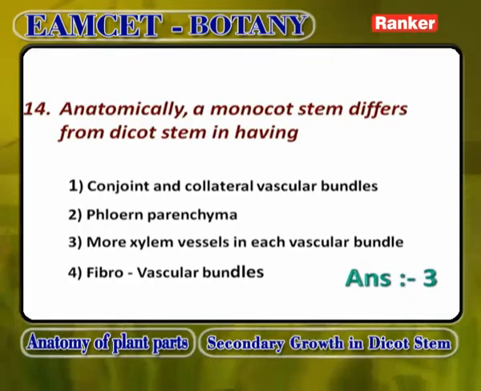Anatomically, a monocot stem differs from dicot stem in having... Conjoint collateral vascular bundle is a common feature in monocot stem and dicot stem. Phloem parenchyma is absent in monocot stem, present in dicot stem. More xylem vessels in each vascular bundle is the perfect answer for this question. Anatomically, a monocot stem differs from dicot stem in having more xylem vessels in each vascular bundle. Why? Because, I don't say polyarch, it is atactostele. Numerous vascular bundles are irregularly scattered in the ground tissue. Answer is 3.